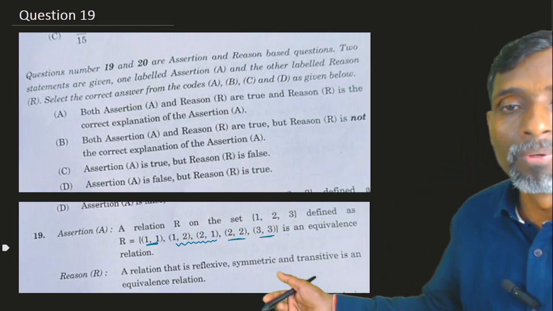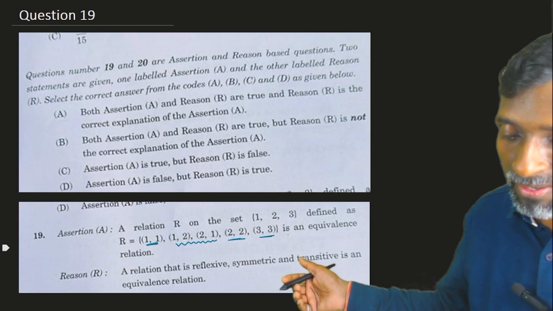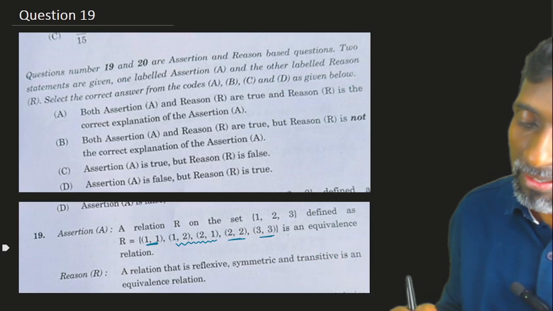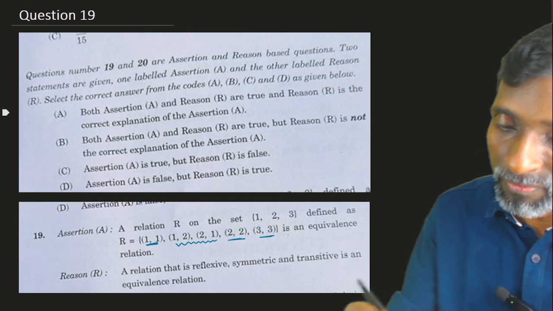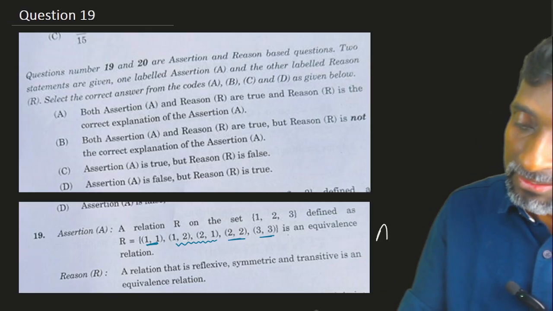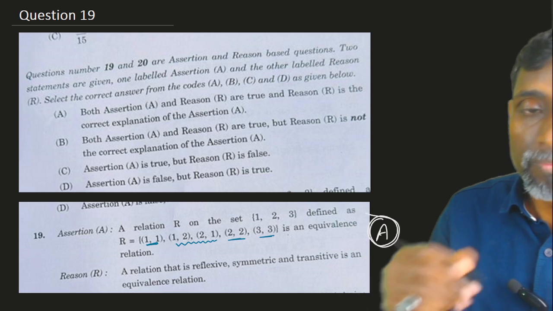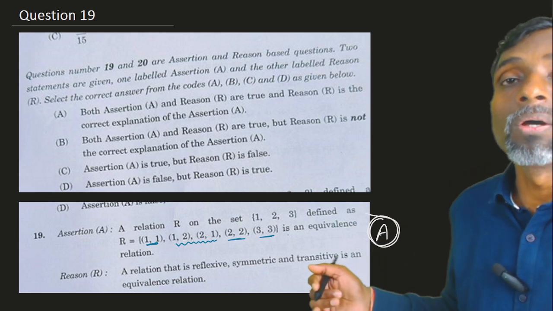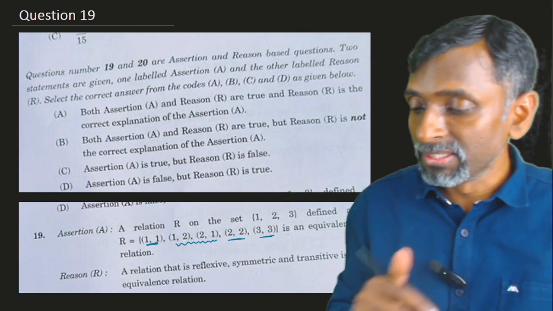And you know, the definition of equivalence relation is given in the reason. We know that a relation that is reflexive, symmetric and transitive is an equivalence relation. So we can say assertion and reason both are correct, and assertion is the correct explanation of the reason. Sorry, reason is the correct explanation of assertion. So we can say option A is the correct answer in this question.